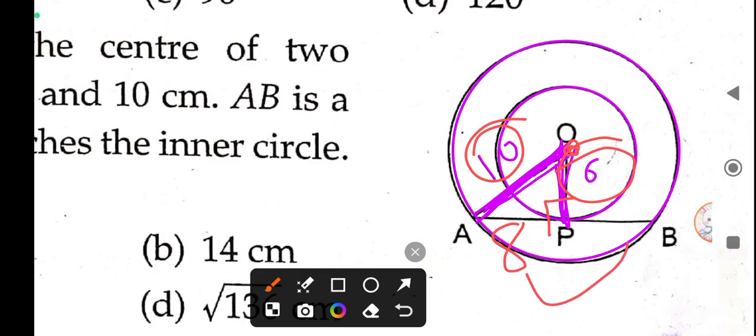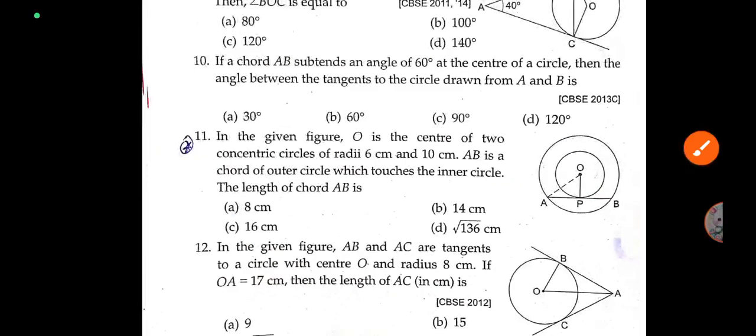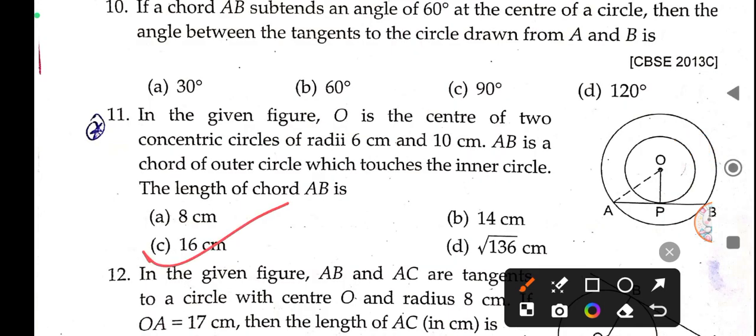Then PB will be 8 because we are bisecting it, because OP is bisecting AB. Bisecting means cutting into, dividing into two equal parts. So finally 8 plus 8 is equal to AB, it will be 16. Is there any option like 16? Option number C is the right answer.